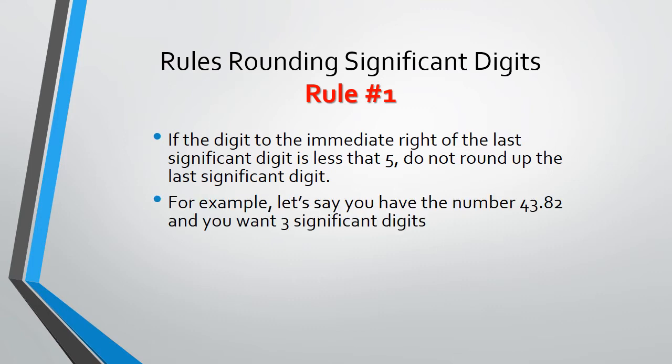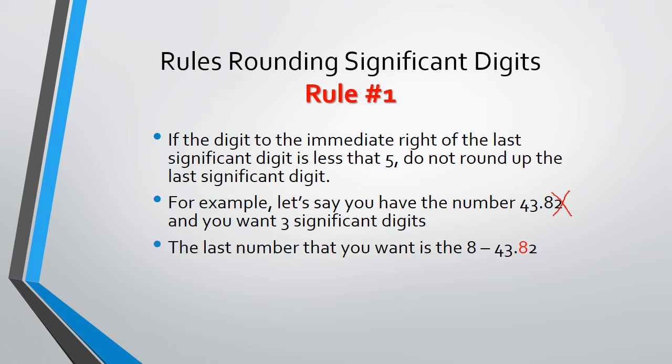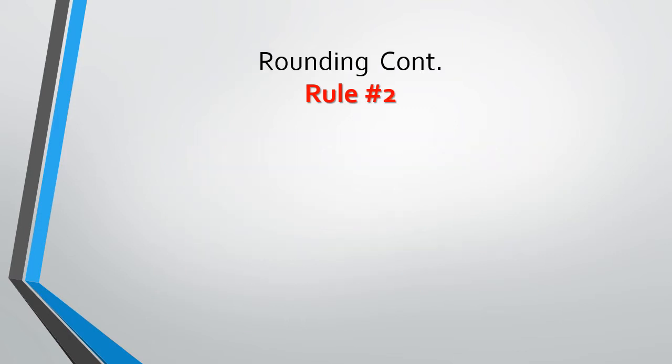For example, 43.82. So if we need to get 3 significant digits, in this case, we simply cross the 2, and the answer would be 43.8. So therefore, that 2 doesn't count.